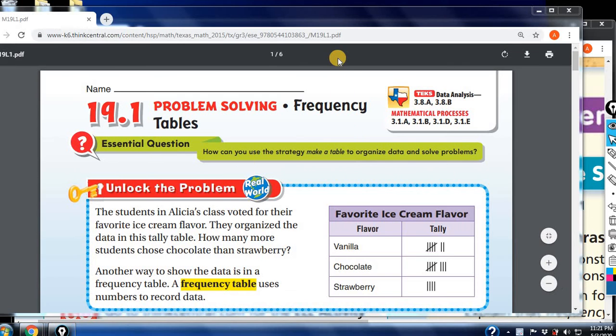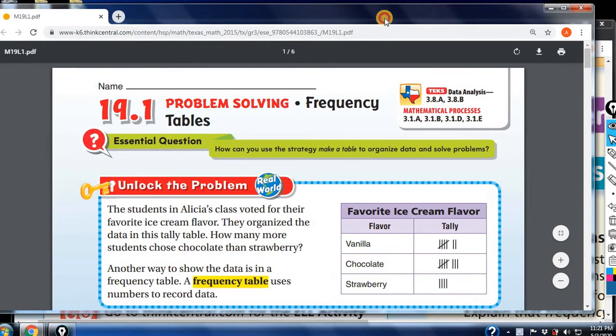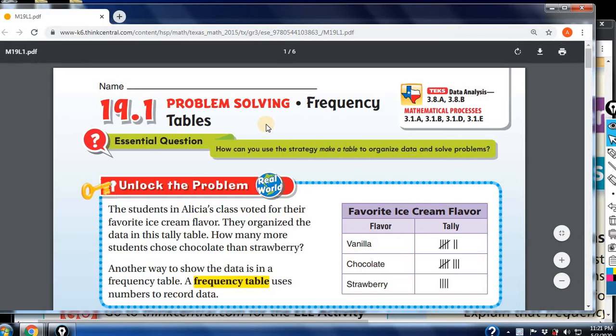Okay, we're looking at 19.1 in your Go Math workbooks, and we're looking at problem solving using a frequency table. That's our goal for today: looking at how to create frequency tables, taking data from tally marks tables, which is this right here, and converting that into a frequency table.